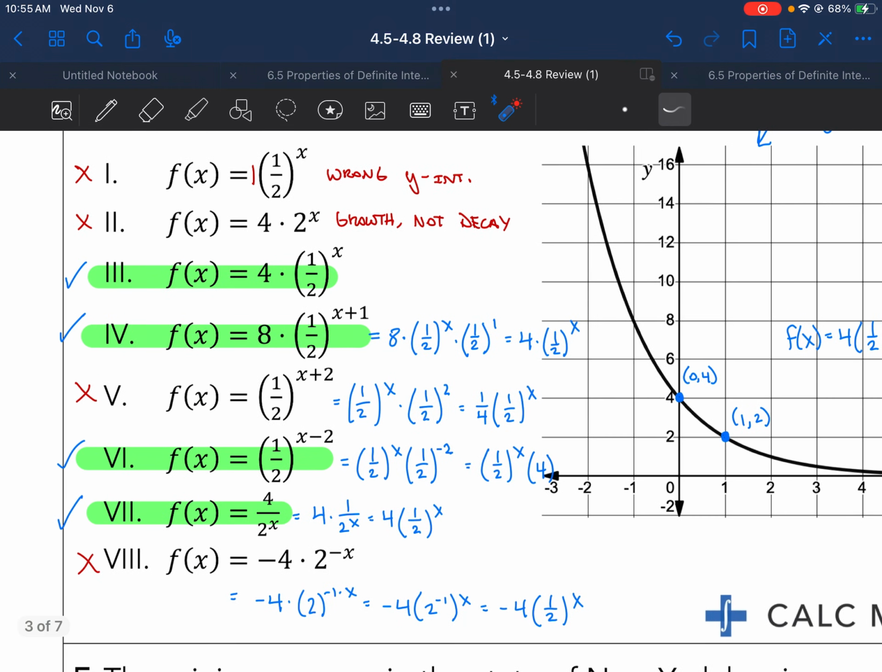Option 5, using the same exponent rule, we can rewrite this as 1/2 to the x times 1/2 to the second. 1/2 to the second, so 1/2 times 1/2 is 1/4. So we have the 1/2 to the x power, but we have a 1/4 instead of a 4. So option 5 is wrong.